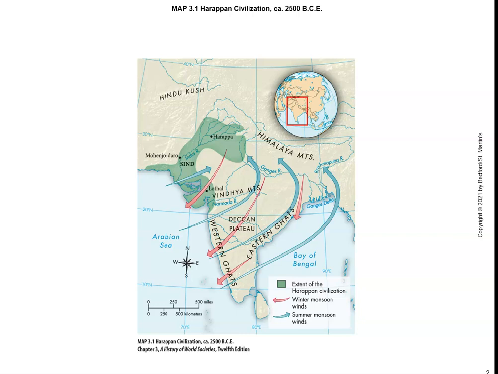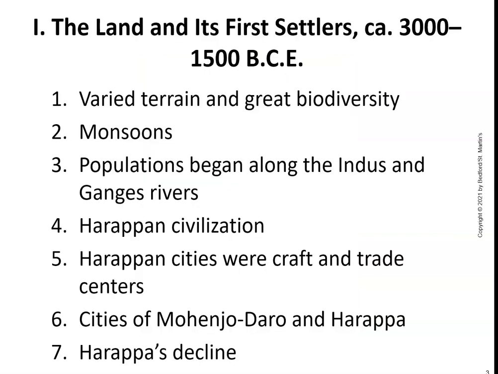Remember, the subcontinent of India along its southern border is surrounded by ocean. Along the northern border is the Himalayan mountains. So the subcontinent of India has a very varied geographical terrain and great biodiversity. India for the most part is warm, with monsoons that sweep in from the ocean to the Himalayan mountains on the northern border. Those Indian populations we saw there in the green on the previous map began along the Indus and Ganges rivers, where the land was conducive for agricultural production.